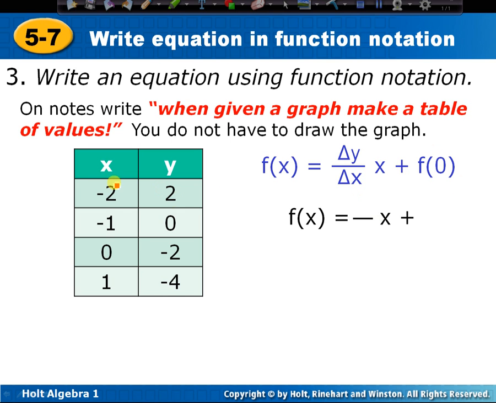To find the change in y, I'm going to figure out what am I adding to 2 to get 0, what am I adding to 0 to get -2, and what am I adding to -2 to get -4. And again, if I don't know, I can take the second number and subtract the first one, just like we did in arithmetic sequences. And here I'm actually adding -2, because 2 plus -2 is 0. 0 plus -2 is -2. -2 plus -2 is -4. So my change in y here is -2. So I'm going to go ahead and plug that in for my change in y.